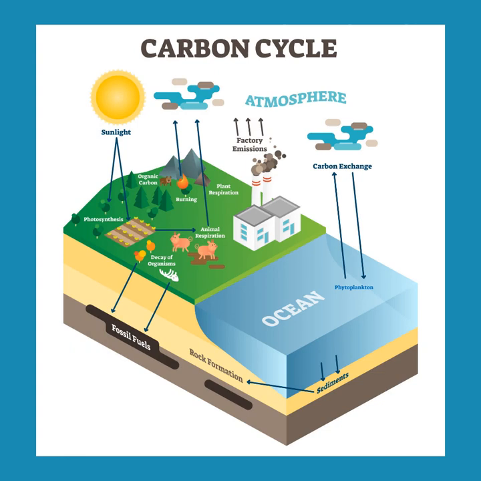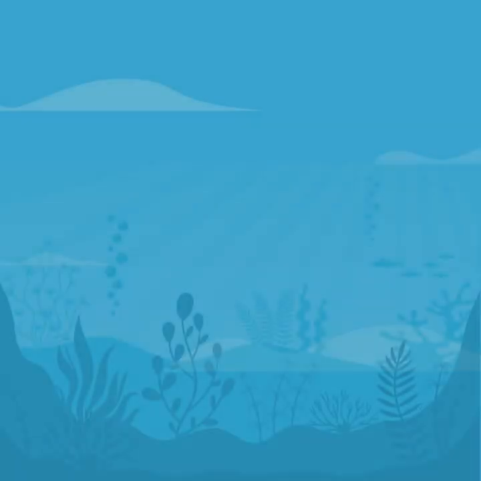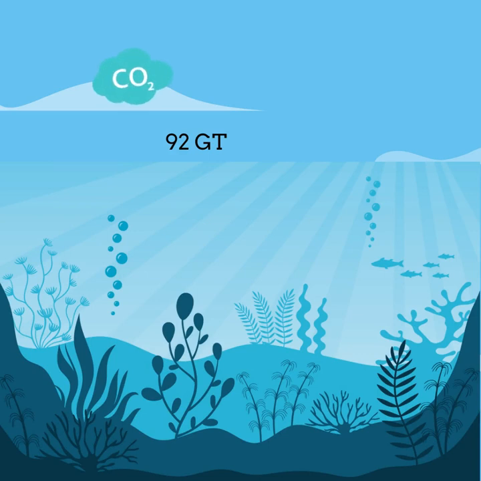All CO2 does not remain in the atmosphere. However, carbon is circulated between the atmosphere and the ocean by means of the marine carbon cycle. Every year 92 gigatons of CO2 is dissolved into the top layer of the ocean from the atmosphere. This is 30% of the total atmospheric CO2.